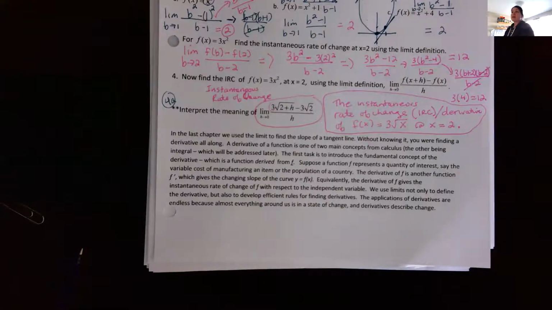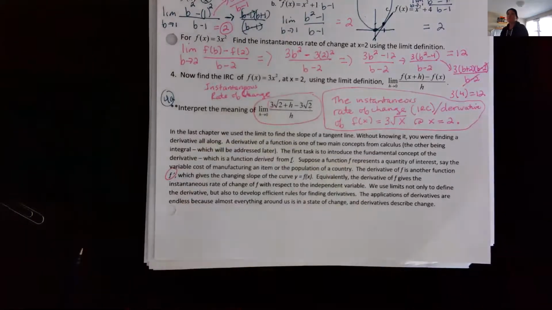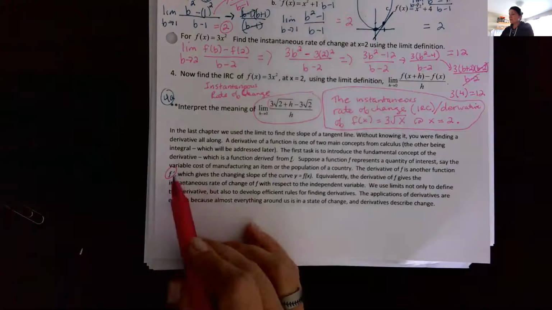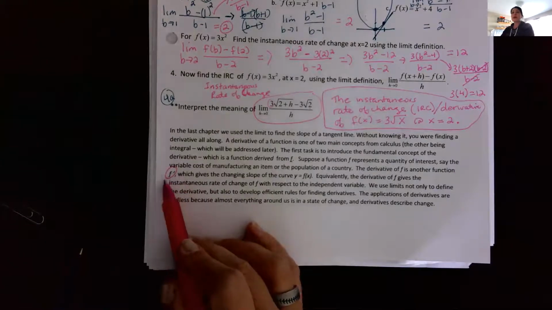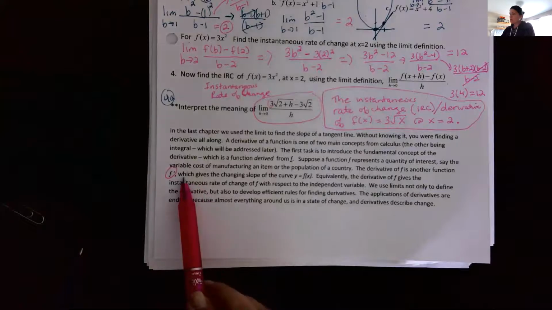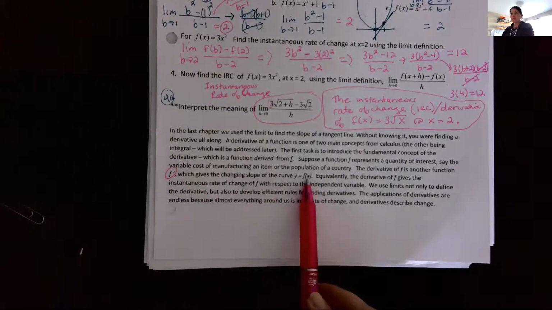Suppose a function f represents a quantity of interest, say the variable cost of manufacturing an item or the population of a country. The derivative of f is another function, f prime. So we will, in these two sections, 3.1 and 3.2, start getting into notation. We've seen that on a couple of documents too, where I've said you don't really have to worry about that now. This is another way of notating a derivative: f with a prime or an apostrophe mark on it, which gives the changing slope of the curve y equals f of x.